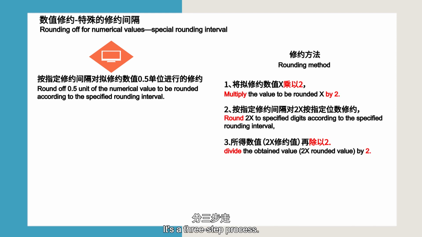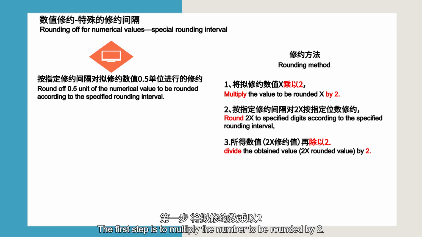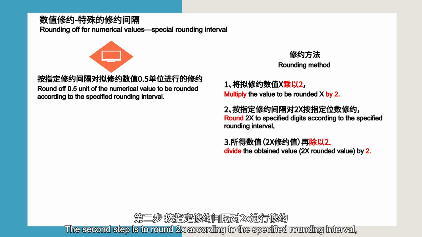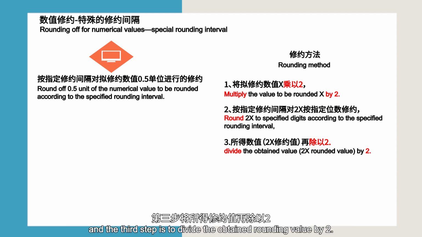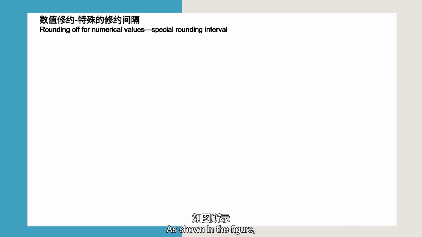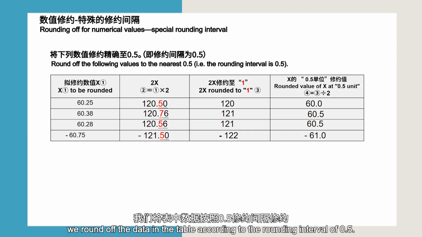It's a three-step process. The first step is to multiply the numbers to be rounded by 2. The second step is to round this doubled value according to the specified rounding interval. And the third step is to divide the obtained rounding value by 2. As shown in the figure, we round off the data in the table according to the rounding interval of 0.5.